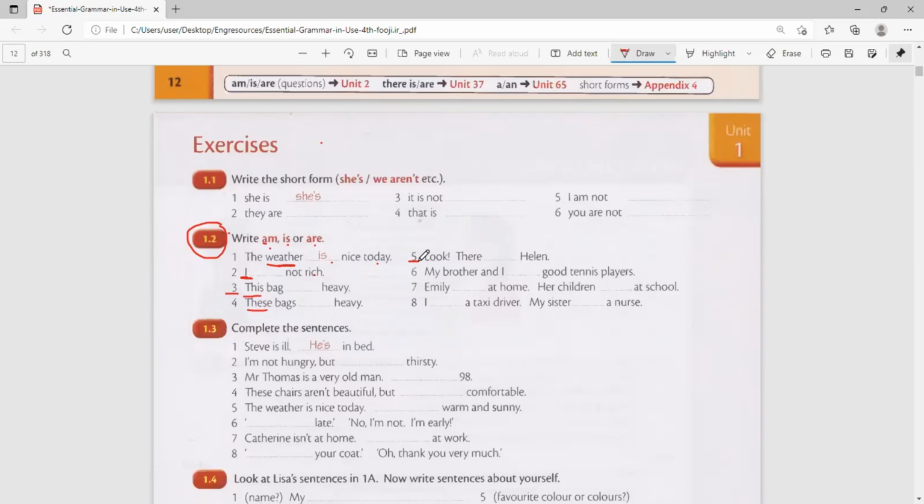Look there. Helen is a lady, yes, one lady. It's Elaine. Look there, it's Elaine. Yeah, there is Ellen. Sarah, my brother and I.